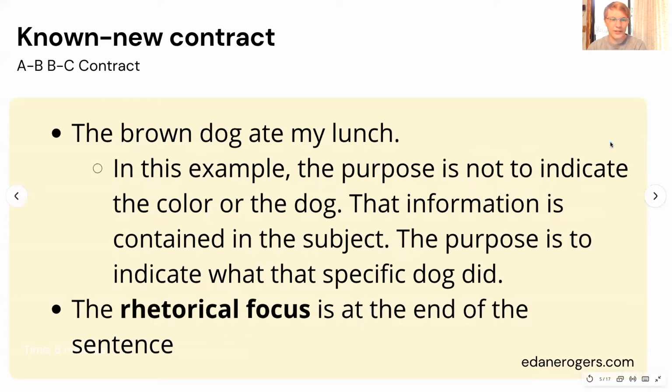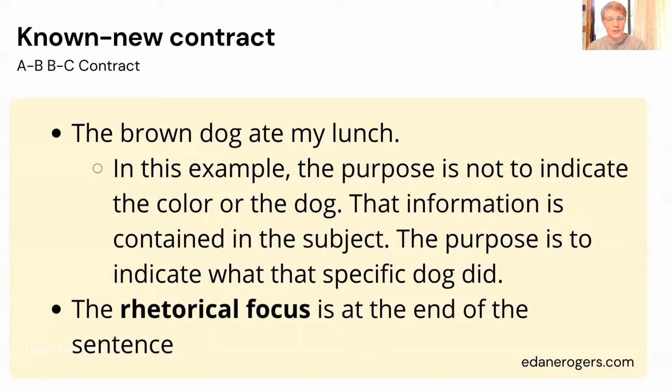So here we've got the brown dog ate my lunch. Now the brown dog, brown the color, is already understood. It's in the subject, and that tells your reader that you expect your reader to already know that this dog is brown. You're not introducing new information to him in the subject. The new information, the information he is supposed to pay attention to, is in the predicate. What did this dog do?